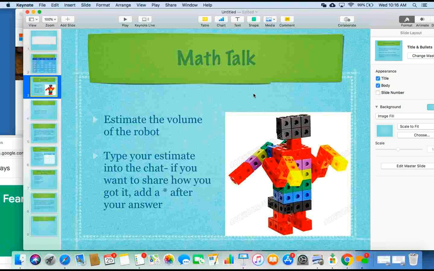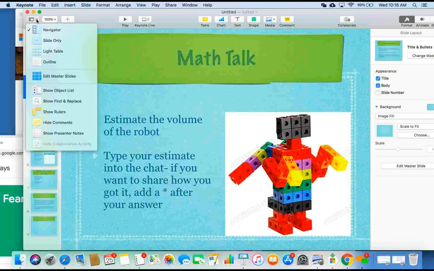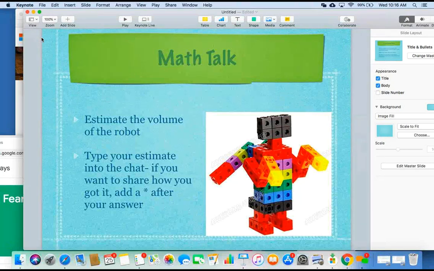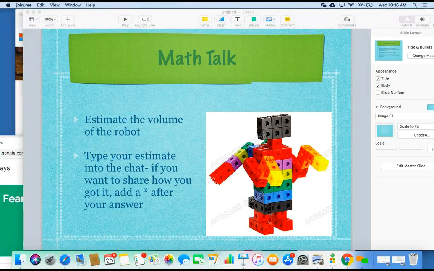In your chat, please put an estimate for the volume of our robot. And if you have something that you would like to share and explain how you got your estimate, you can put the asterisk or the little star after your answer. Thank you, Skylar. Thank you, Sergio. How many cubes do we think made our robot? And if you would like to share how you got your estimate, you'll put a star next to it.